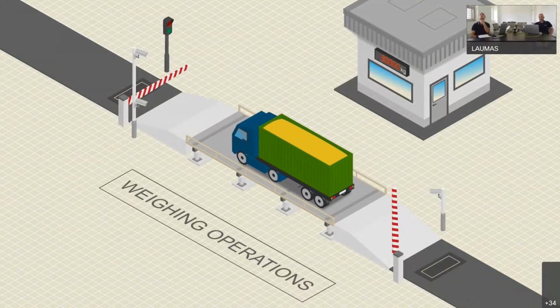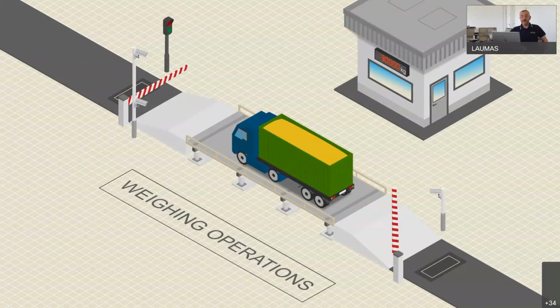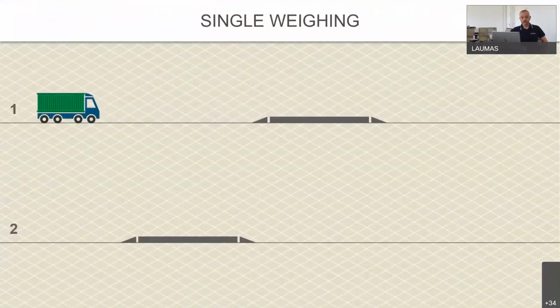And now that we are getting closer to the end of this presentation, we can check some simple schemes describing the functioning of our weighbridge indicators and of our software Prog W Bridge. The first mode that we will check is the single weighing.